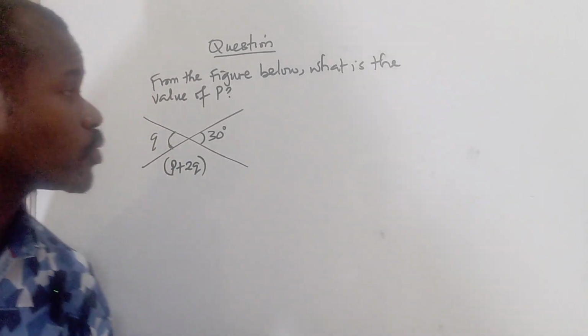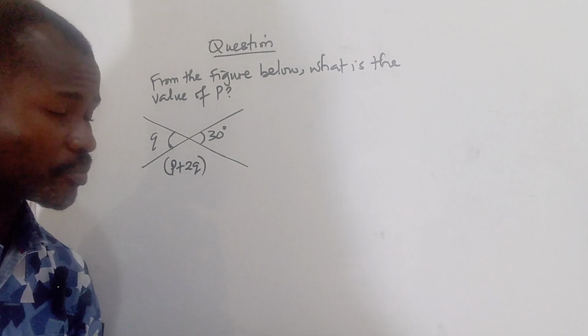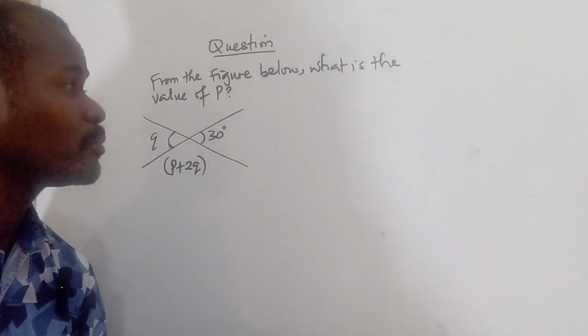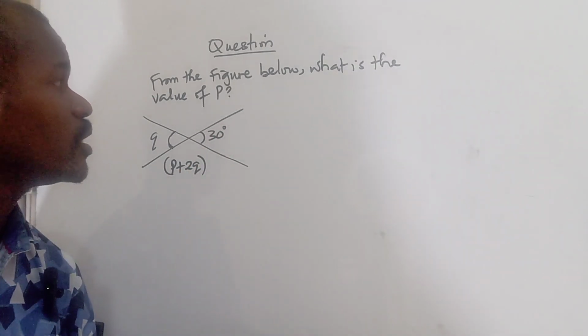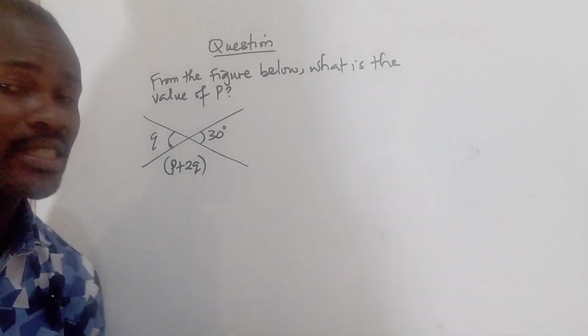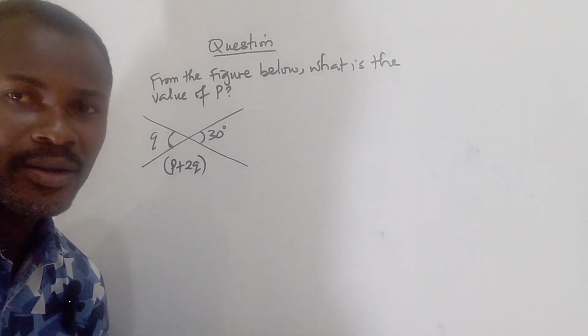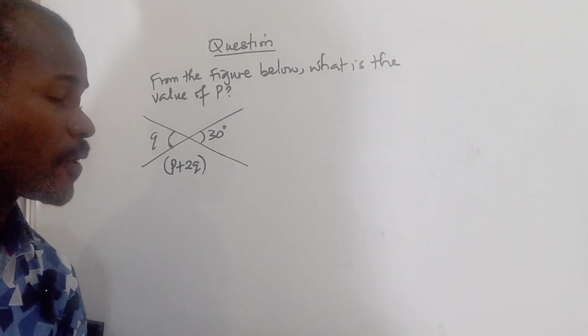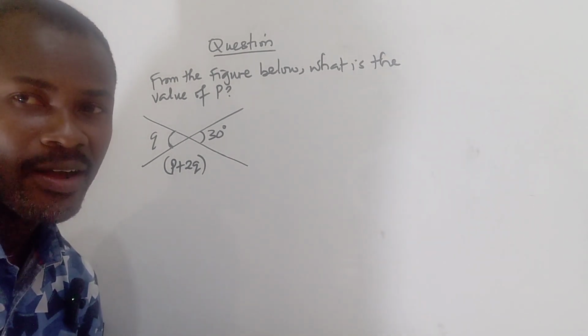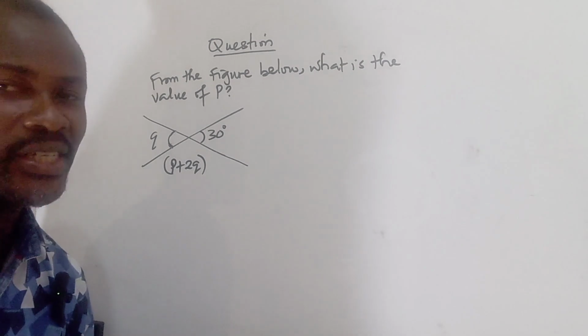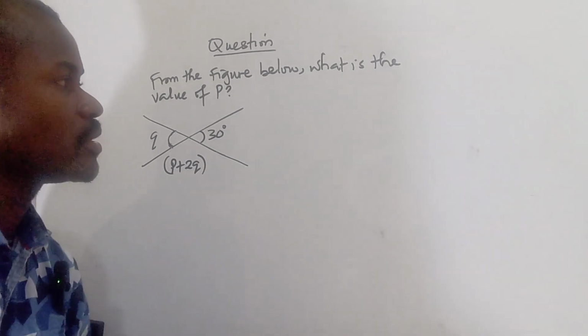So today we are going to be looking at a problem on the board. This is a very simple problem. We are given the diagram below. And the question says, what is the value of P? So how do we go about solving this problem? We are simply going to apply our basic knowledge of angles.